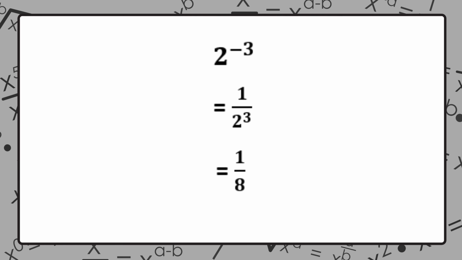We're not finished simplifying this example yet because 2 to the power 3 equals 8. We're multiplying 2, the base, with itself 3 times as per the exponent. 2 times 2 times 2 gives us a value of 8.